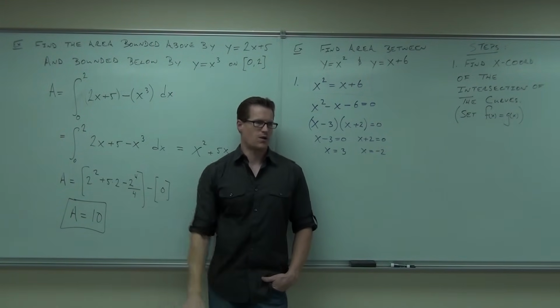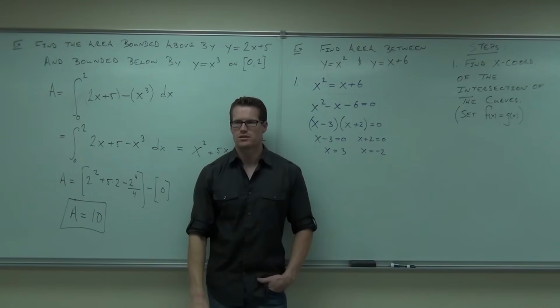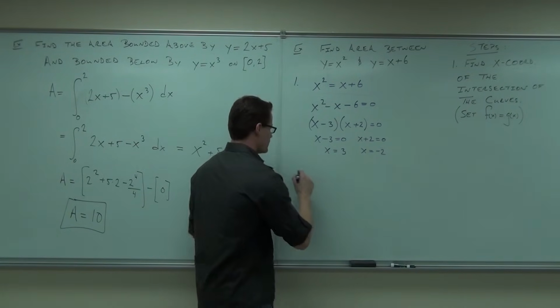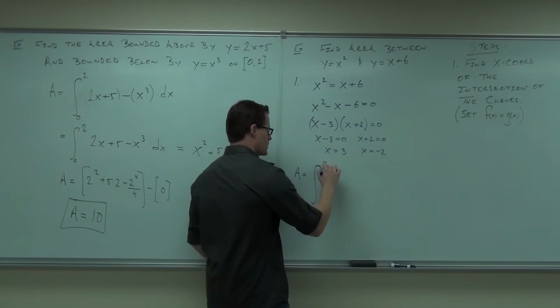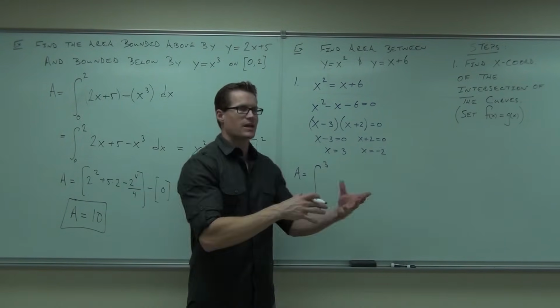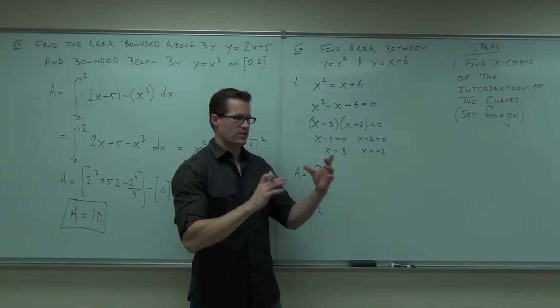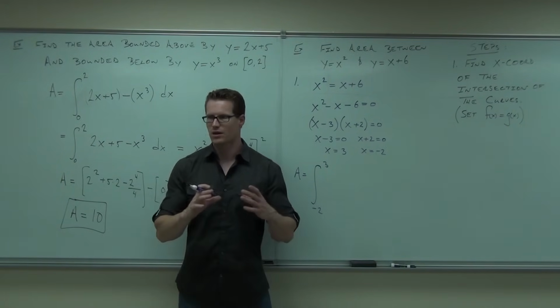Hey, guess what you have right now? Your bounds. Got your bounds of integration. Where do your bounds start? Where do they stop? So automatically you have this. You know your integral starts at negative 2 and ends at 3, because that's where they intersect. That's where your areas are going to start and stop. That's going to be enclosed in that graph.